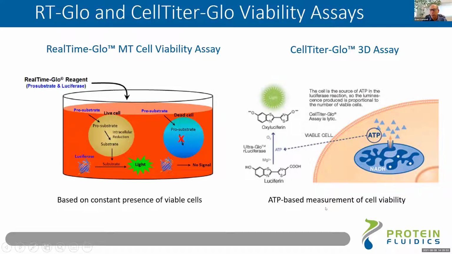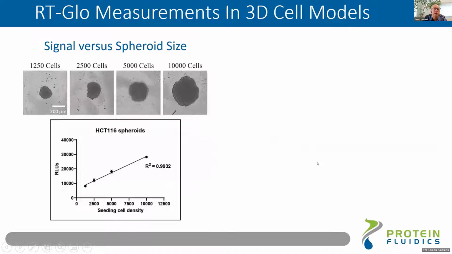CellTiter-Glo, again, is an endpoint read where you add in the cell lysis reagents and measure the amount of ATP. What we first looked at with RealTime-Glo, similar to data that Yolanta showed, was how the signals vary as you change the size of your tumoroids. Here we're looking at HCT116 cells at different seeding densities in a low attachment plate, and you can see a nice linear relationship between the relative luminescence and the cell seeding density.